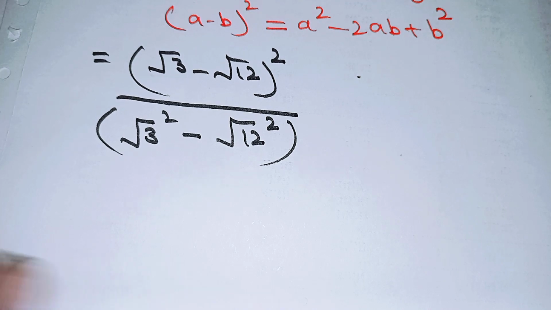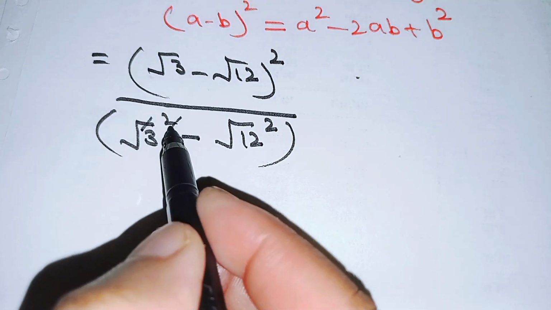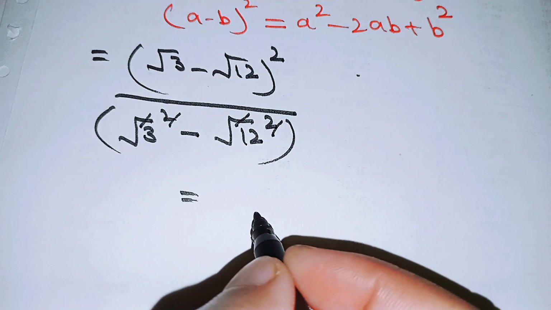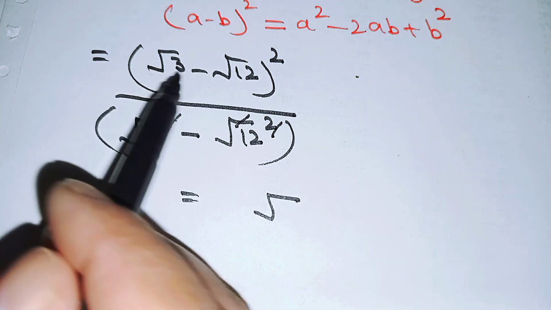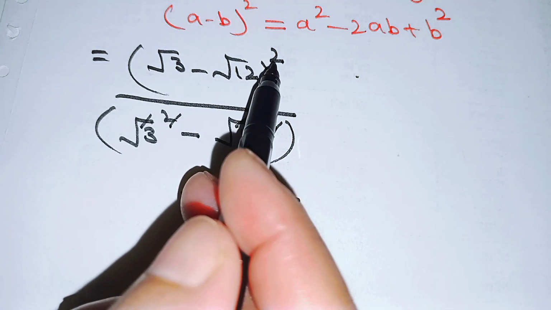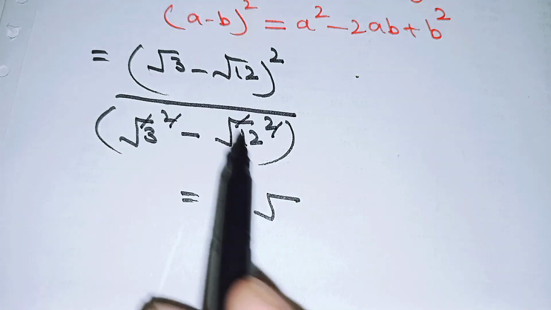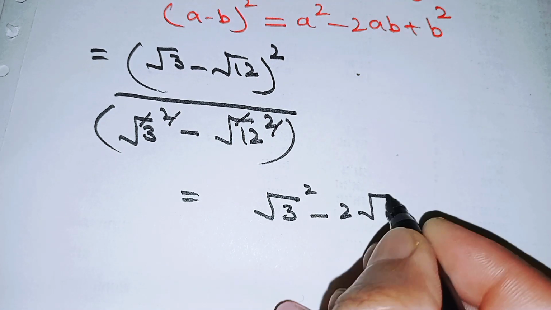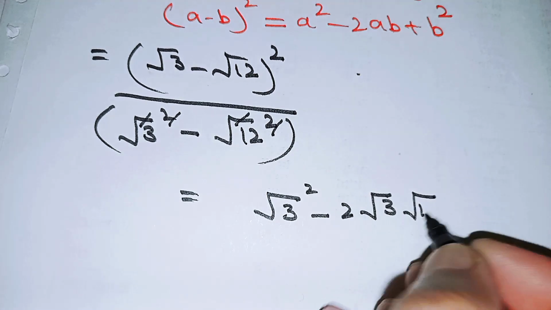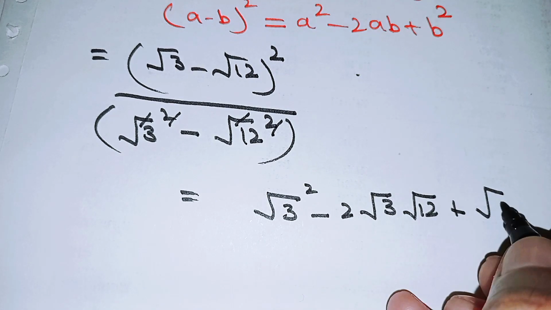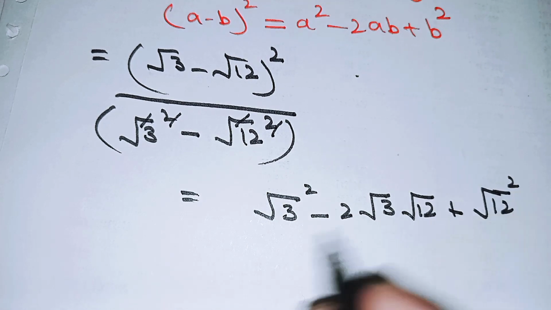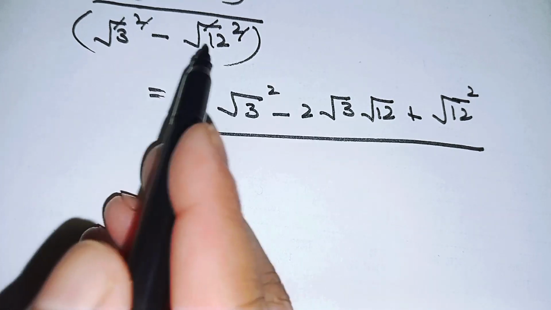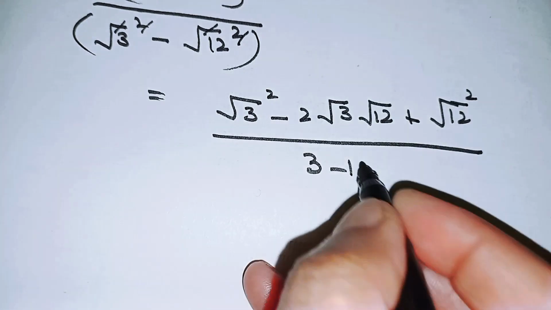Here the square root cancels out with the square, and the remaining is the square root of 3 minus the square root of 12, whole squared. Multiplying them, it is equal to the square root of 3 squared, minus 2 times the square root of 3 times the square root of 12, plus the square root of 12 squared, and over, the remaining is 3 minus 12.